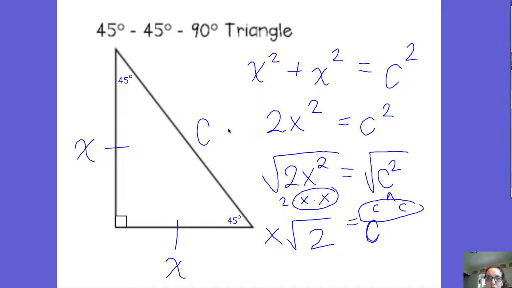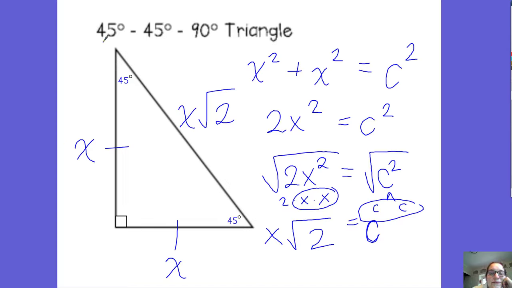So the moral of the story is, in every 45, 45, 90 triangle, it doesn't matter how big it is, how small it is, if its angles are 45, 45, and 90 degrees, the sides will always be in the same ratio, x to x root 2. So the two legs will be x, and the hypotenuse will be x root 2.